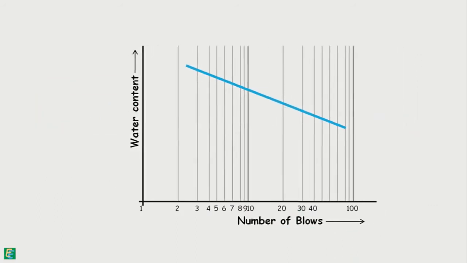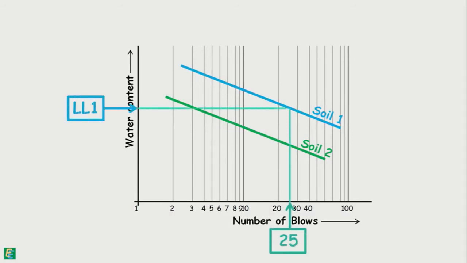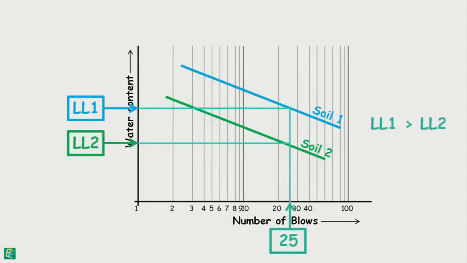Now let's look at the flow curve of two different soils. If we draw a line from 25 number of blows, we can see soil 1 would reach a liquid-like state at water content LL1, and soil 2 would attain the same state at water content LL2. Clearly, LL1 is higher than LL2. Soil 2 has a liquid limit value less than that of soil 1. Soil 2 will become and behave like a liquid at lower water content compared to soil 1.